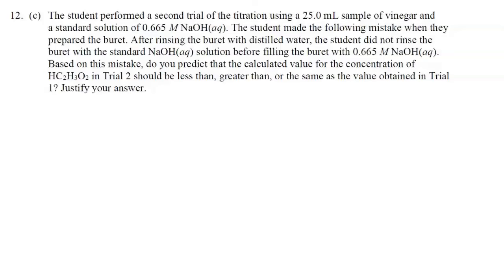Part C. The student performed a second trial of the titration using a 25.0 milliliter sample of vinegar and a standard solution of 0.665 molar sodium hydroxide. The student made the following mistake when they prepared the buret. After rinsing the buret with distilled water, the student did not rinse the buret with the standard sodium hydroxide solution before filling the buret with 0.665 molar sodium hydroxide. Based on this mistake, do you predict that the calculated value for the concentration of acetic acid in trial 2 should be less than, greater than, or the same as the value obtained in trial 1? Justify your answer.